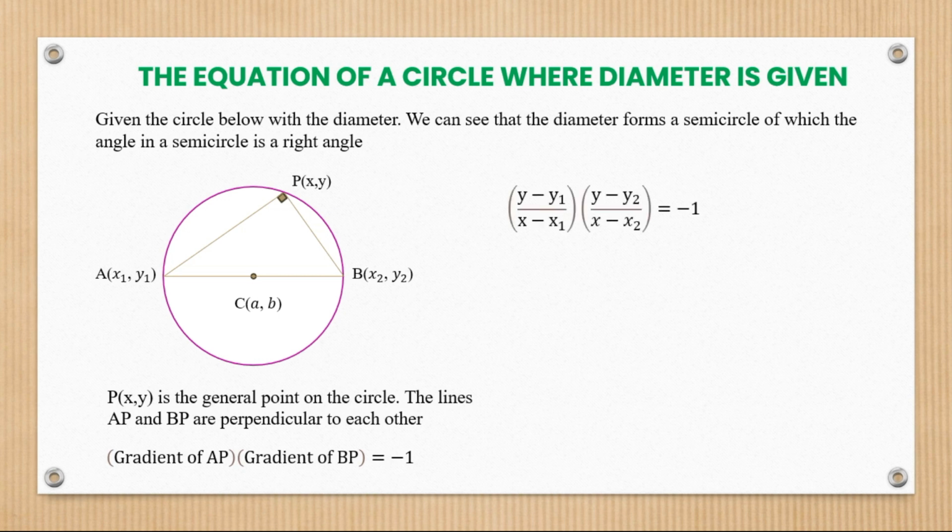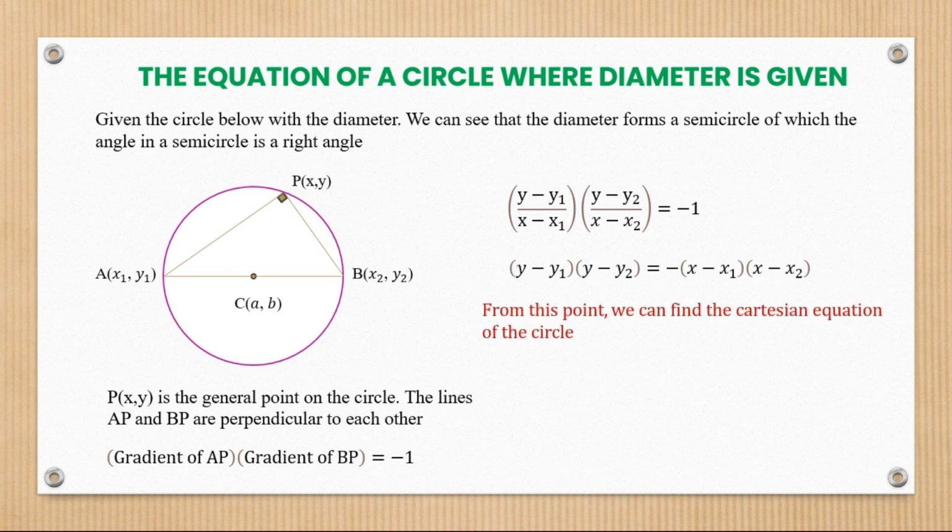Now remember, when you're calculating the gradient of AP, we find it from the formula (y minus y1) over (x minus x1). So that's how we get the gradient of AP. Then the gradient of BP is (y minus y2) over (x minus x2), all being equal to -1. Then obviously the next step is we cross multiply, and when we cross multiply, this is what we have. From this point, we can find the Cartesian equation of the circle.